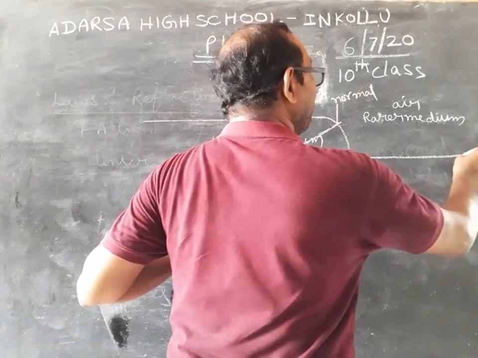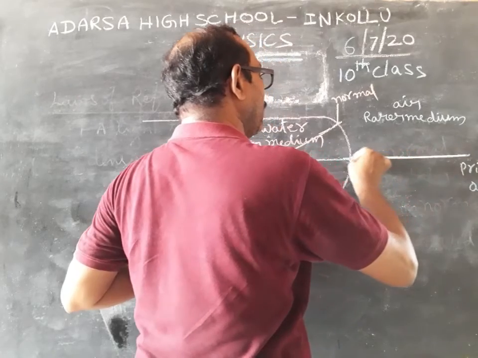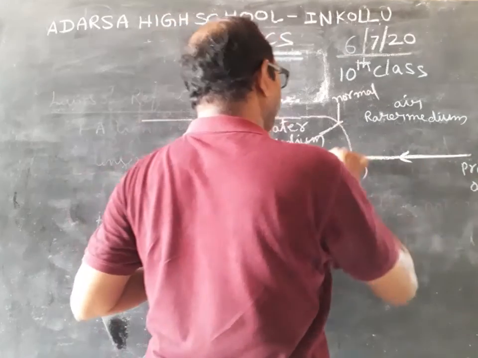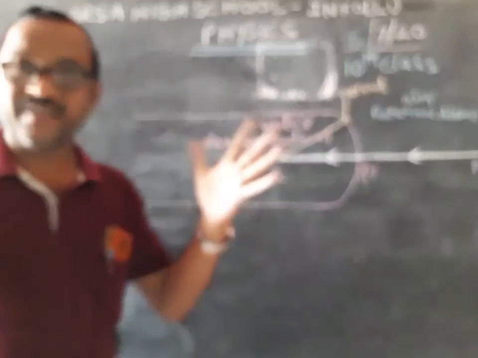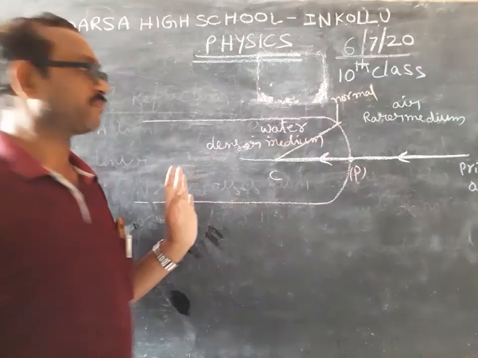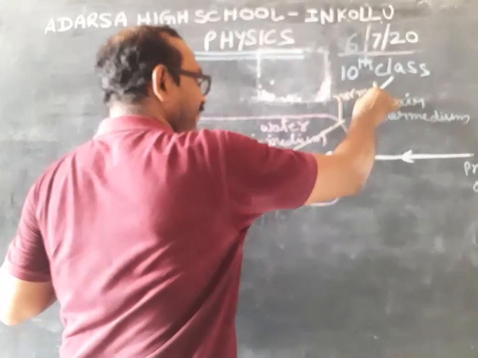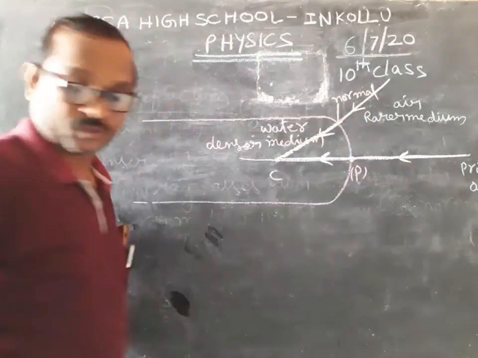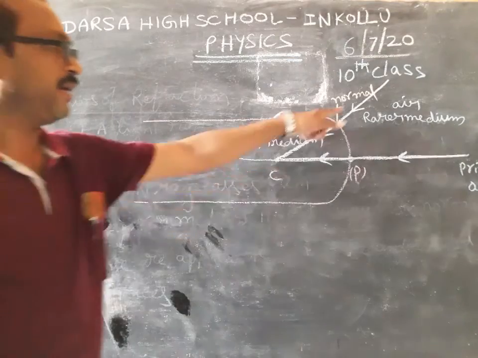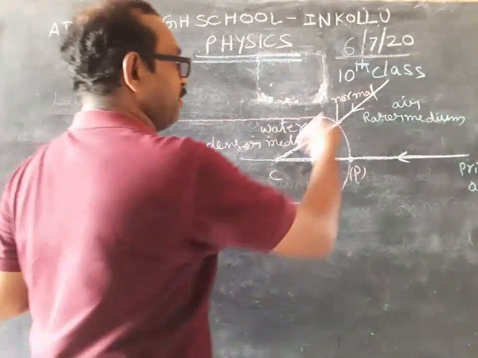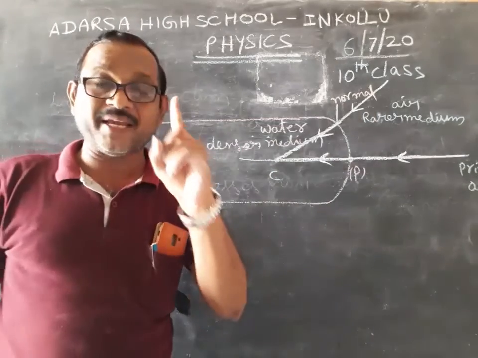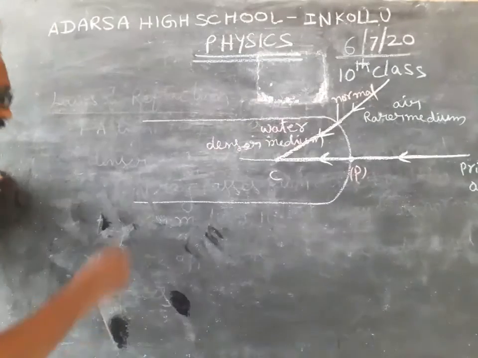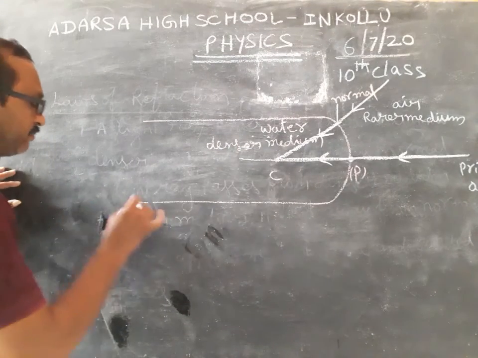When a light ray passes through the principal axis, it does not deviate from its path. As like that, when a light ray passes through the normal, it does not deviate from its path. This is the main point in the curved surface.